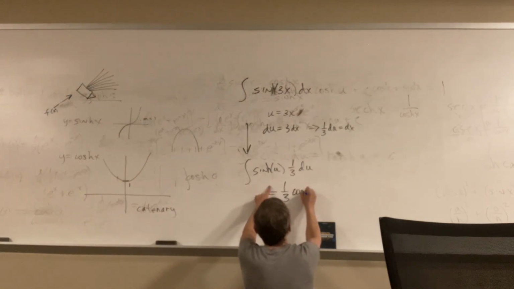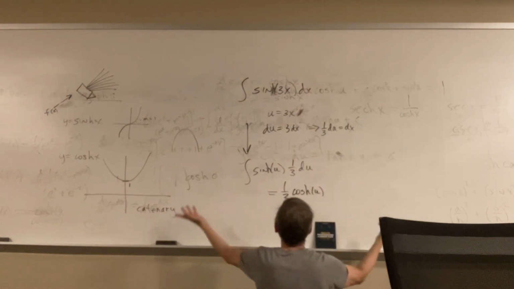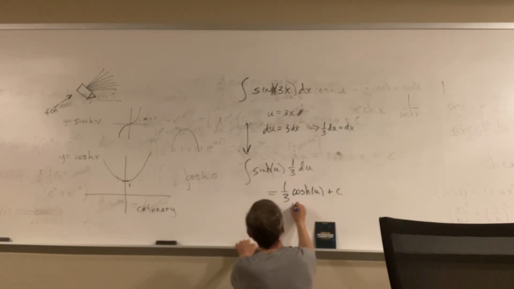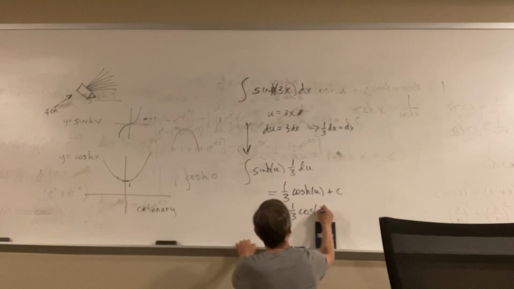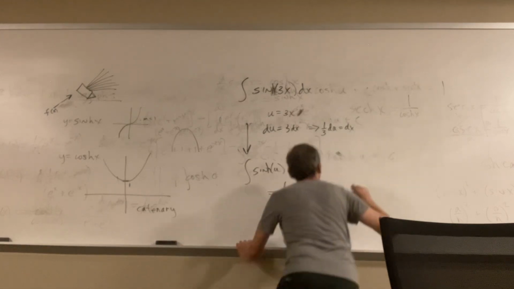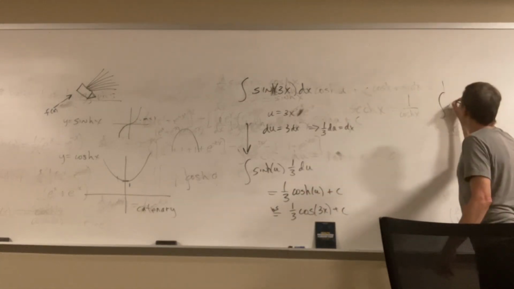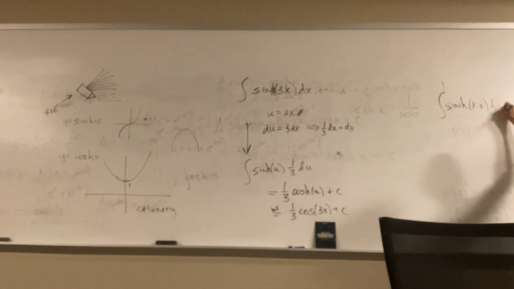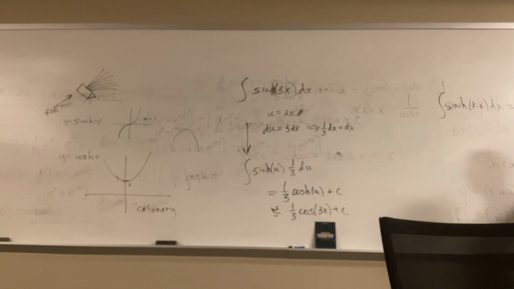So it's just 1/3 cosh u, just using the formula, plus c, back substitute, and we're done. Not too bad at all. It's almost like we have some new rules that make things really quick.